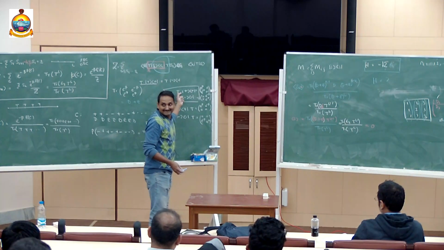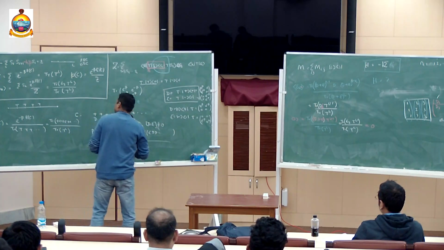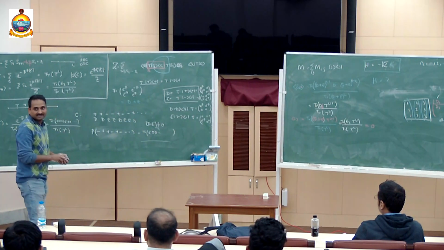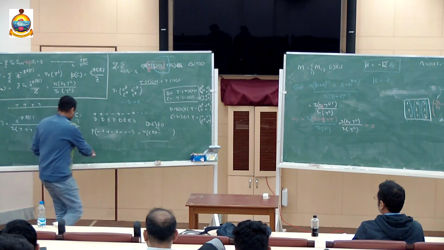Once you find T, right? What is T? Let us find what the T matrix is. T_ij is just e to the power, so let us write that.